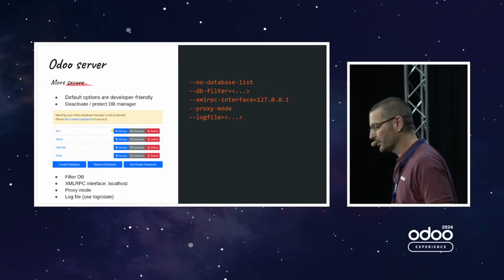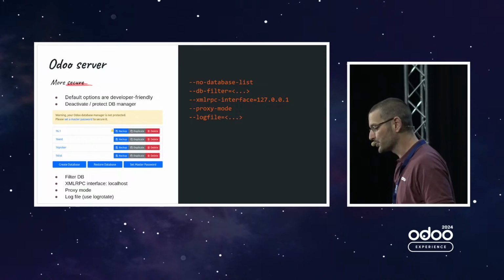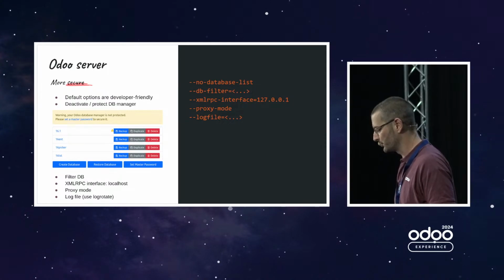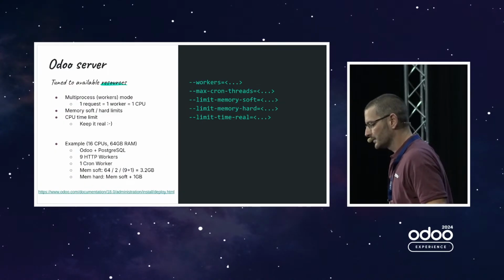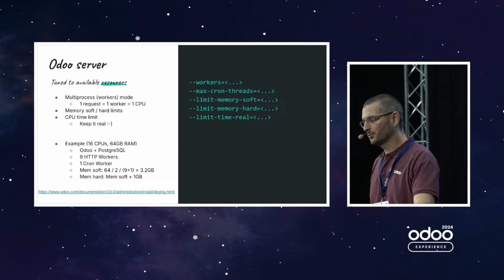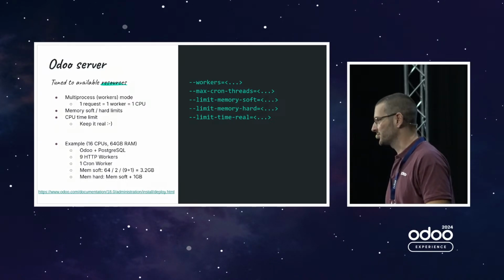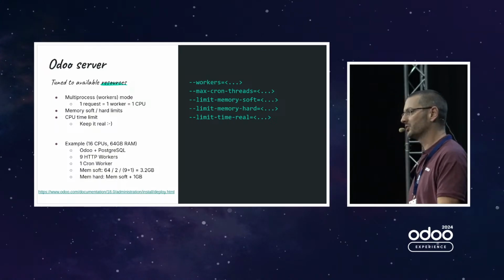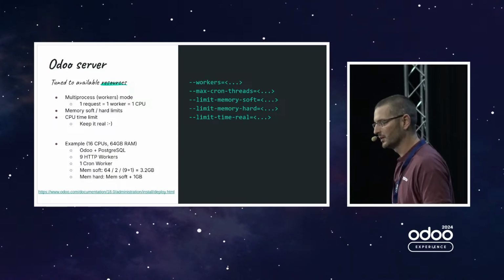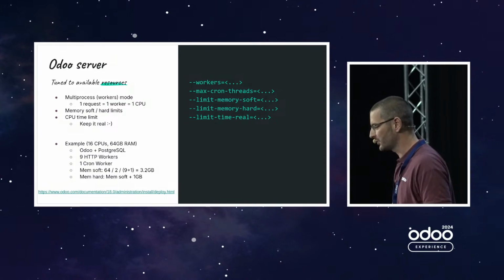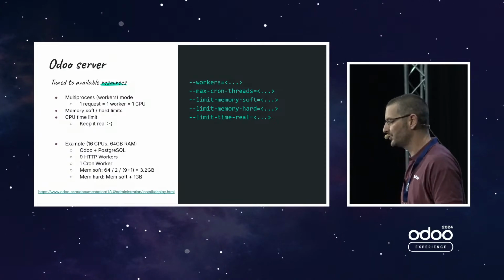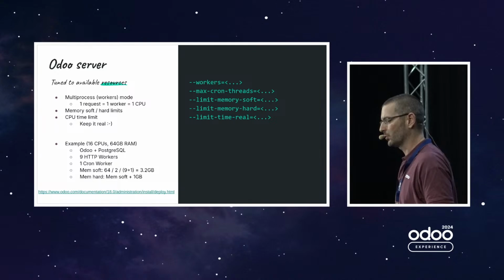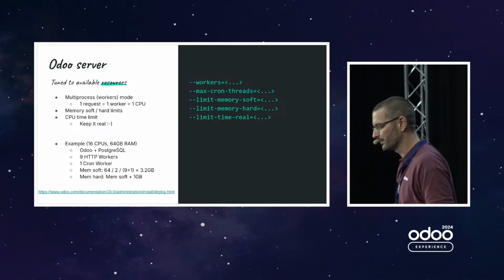So these are a couple of options that are necessary for production use. But what about tuning the available resources? Because by default, Odoo will run on a single CPU. It's a single process service. So what you want to do is to use the multiprocess or the worker mode of Odoo.